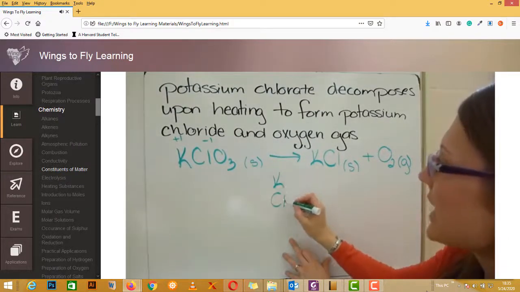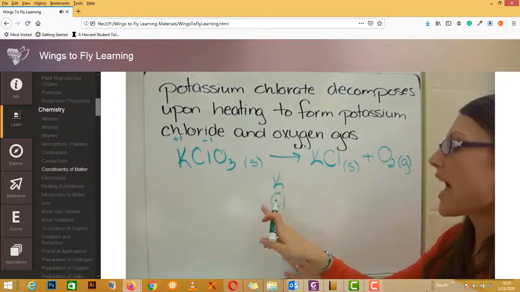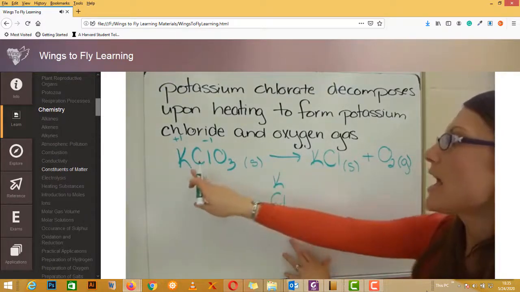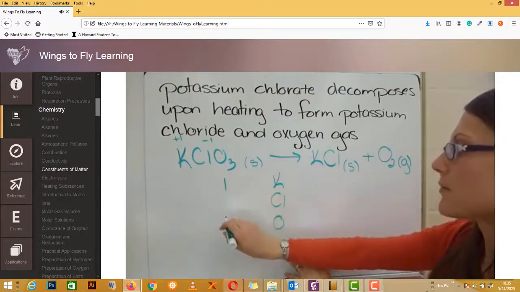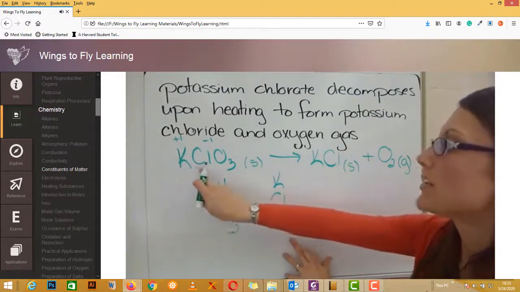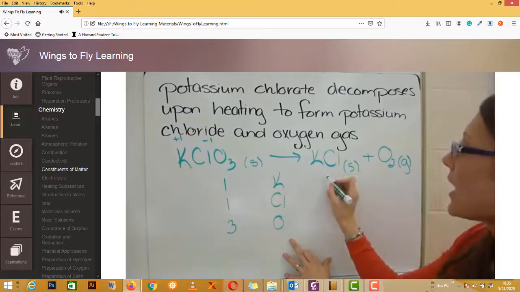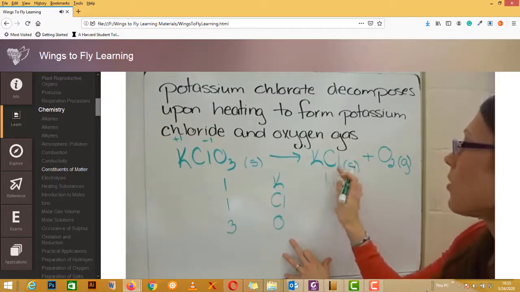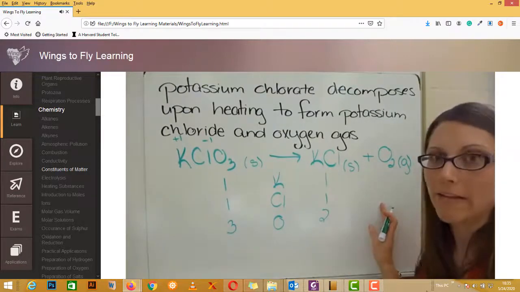My table is going to contain all the different elements in the entire equation. So I've got potassium, chlorine, and oxygen. In the potassium chlorate, on the left side of this equation, I have 1 potassium, 1 chlorine, and 3 oxygens. So 1 potassium because of the subscript, 1 chlorine, and 3 oxygens. On the right, I have 1 potassium, 1 chlorine, and 2 oxygens. So my oxygen doesn't balance.